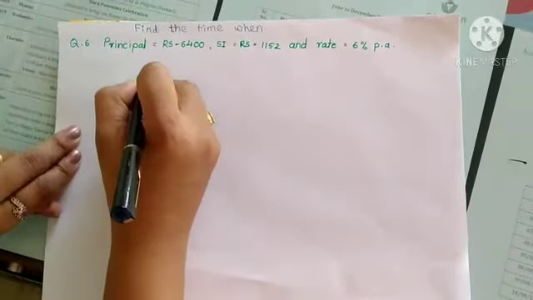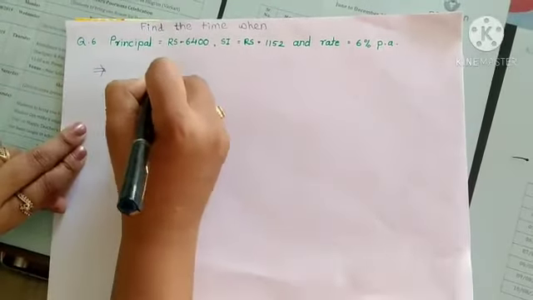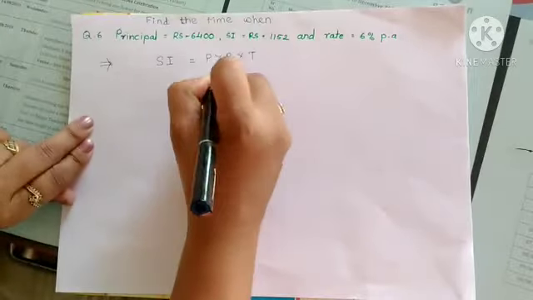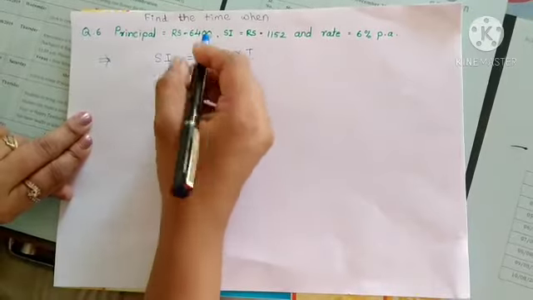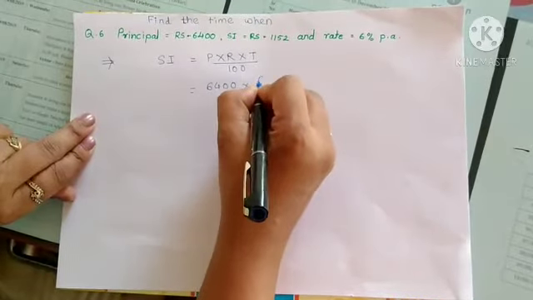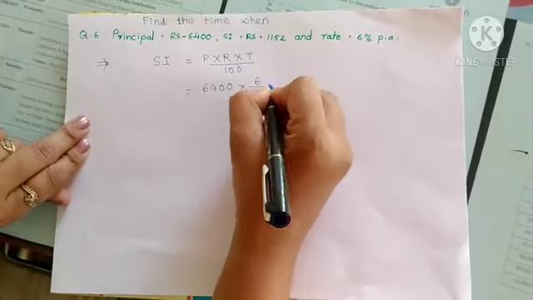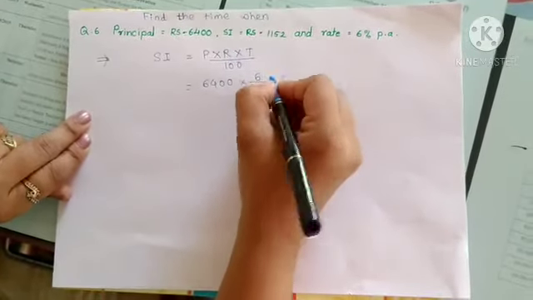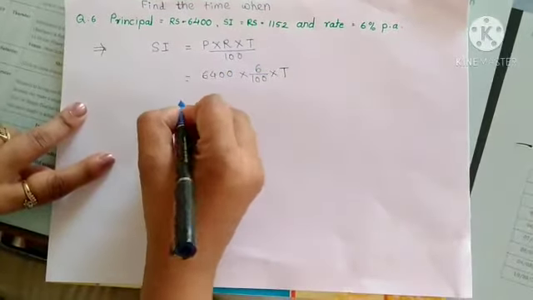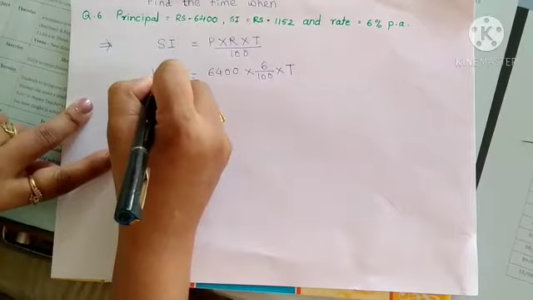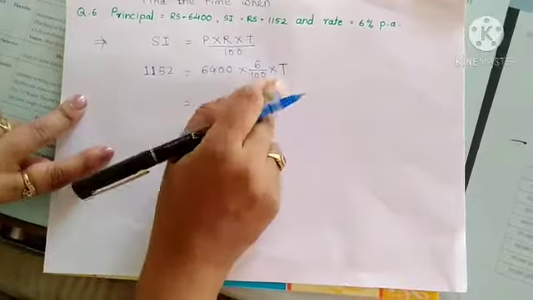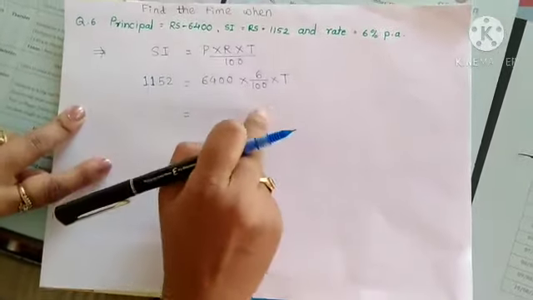Now write the formula of SI. SI is equal to P into R into T upon 100. P is 6400, R is 6 upon 100, and T is not given to us, which means we have to find the time in this question. Then SI is 1152. Now we are going to transfer this T to this side and SI to this side.